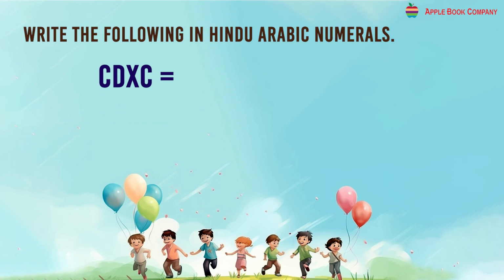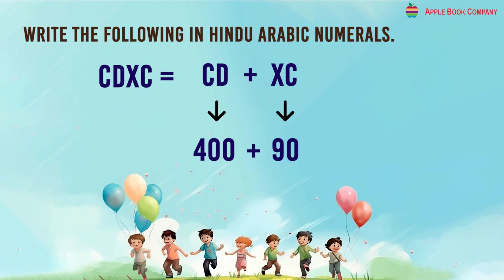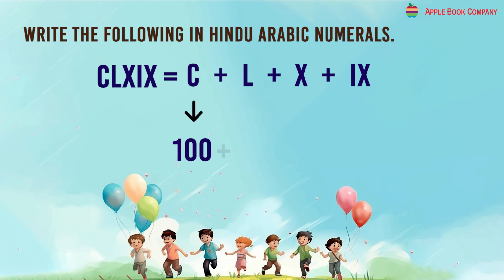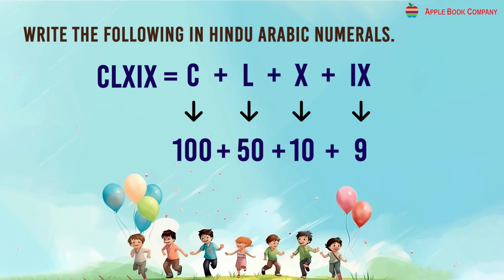CDXC can be divided as CD plus XC. CD is 400, XC is 90. 400 plus 90 is 490. CLXIX can be divided as C plus L plus X plus IX. C is 100, L is 50, X is 10, IX is 9. Total is 100 plus 50 plus 10 plus 9 is 169.